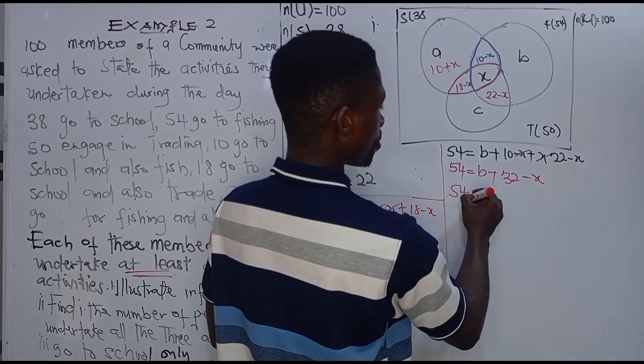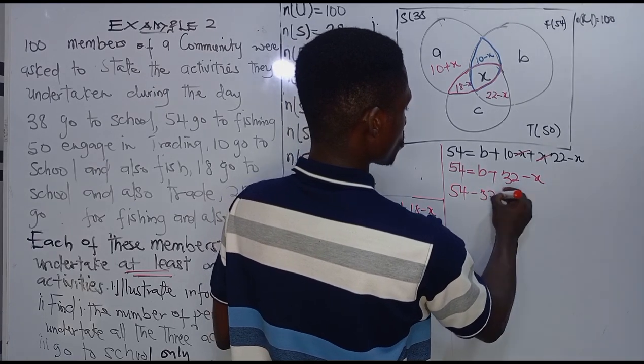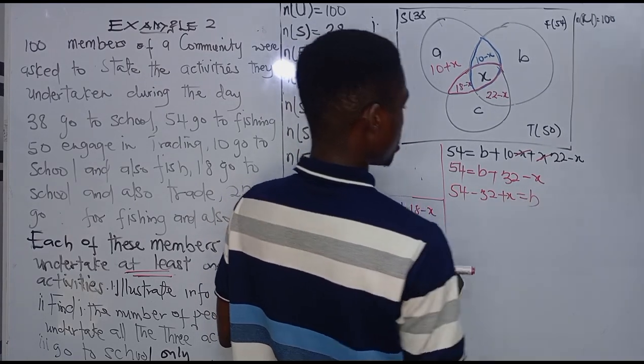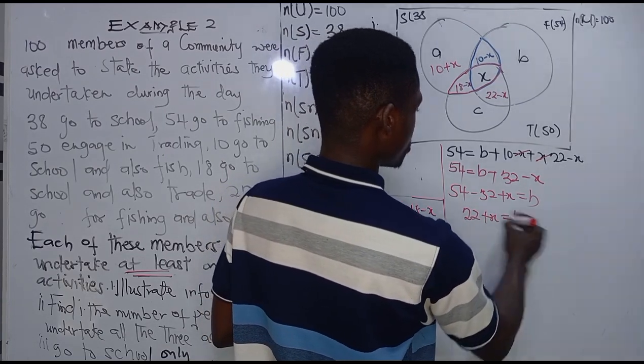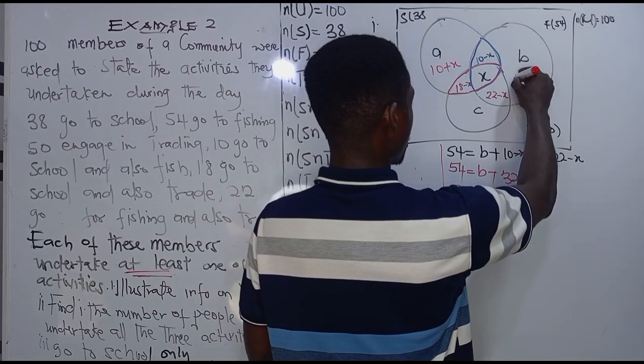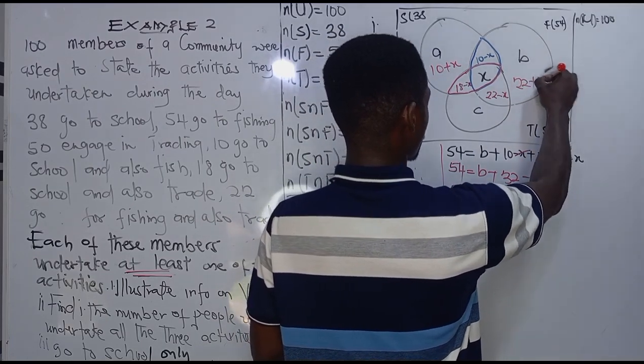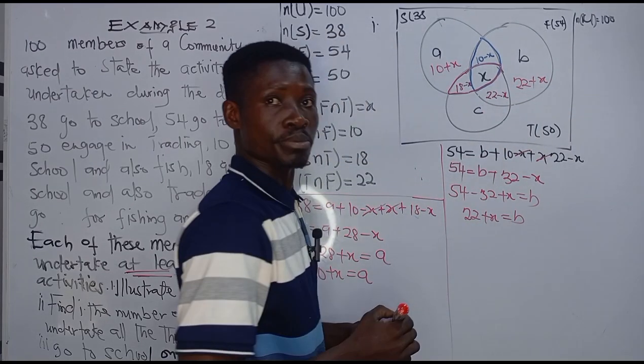So we are looking for B. So we have 54 minus 32 plus X is equal to B. And this is going to give us what? 22 plus X is equal to B. So this region, we have 22 plus what? X. Now we are left with this particular region.